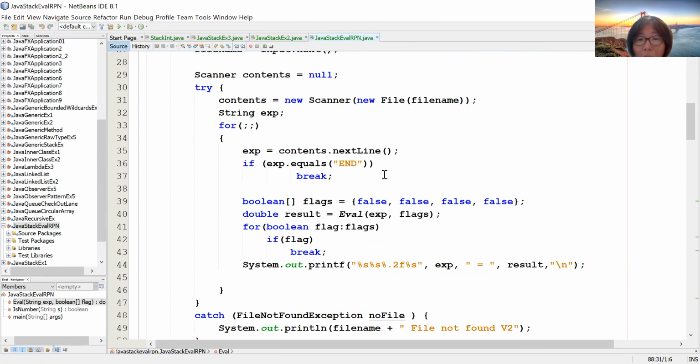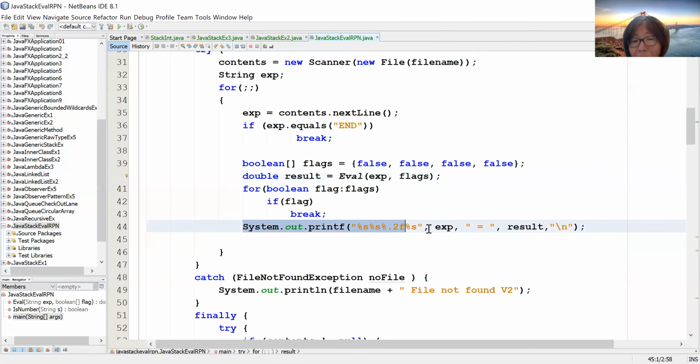Then in main, what we are going to do is get each line, and then call this evaluation method to do the calculation, and then you can get the result. So at home, if you're interested, you can write your own simple calculator application, and first you can try using this program to just do postfix evaluation as a try.